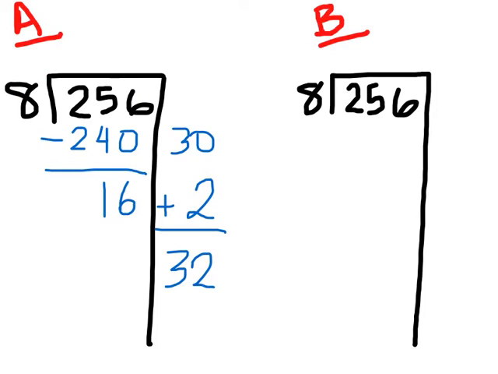Student B is a student who doesn't have as developed of a knowledge of multiplication and place value. So student B starts with a smaller portion of the number. He sees 56, and he says 8 times 7 is 56. So he writes that in.